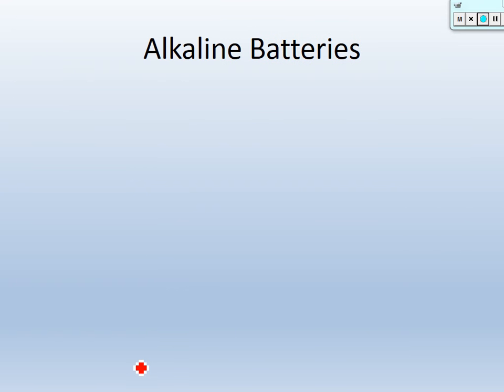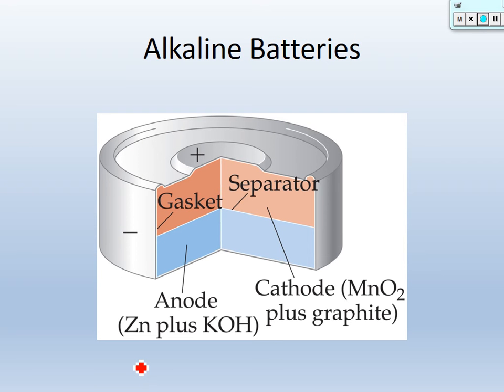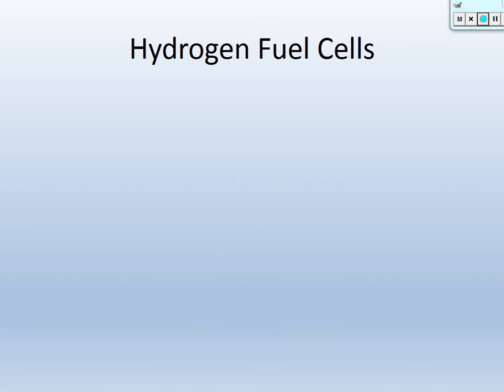Okay, alkaline batteries. I just wanted to quickly go over alkaline. Why are they called alkaline batteries? Because they're made with potassium hydroxide. Hydroxide, OH minus, makes things basic. Another way of saying that is it's alkaline. So we call them alkaline batteries. But again, it's just electrochemistry taking place there.